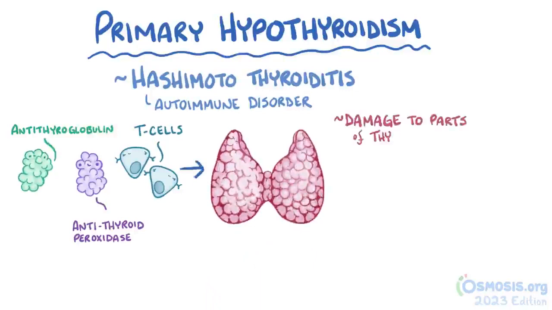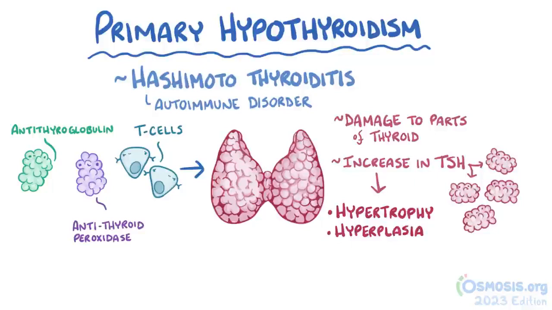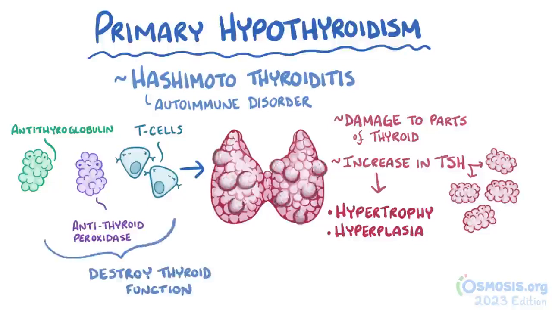Damage to some parts of the thyroid and the subsequent increase in TSH leads to thyroid hypertrophy and hyperplasia. In other words, the thyroid responds to autoimmune damage by increasing the size and number of healthy follicular cells, both of which causes the thyroid to enlarge. Unfortunately, this compensation is short-lived, and eventually the autoantibodies cause so much follicular cell damage that they destroy thyroid function altogether.